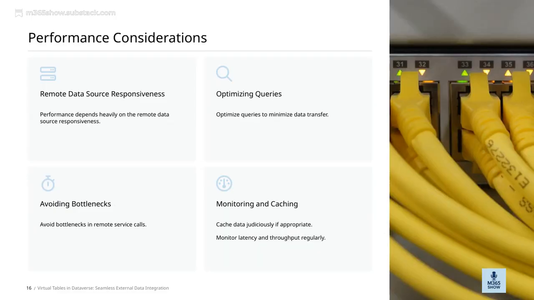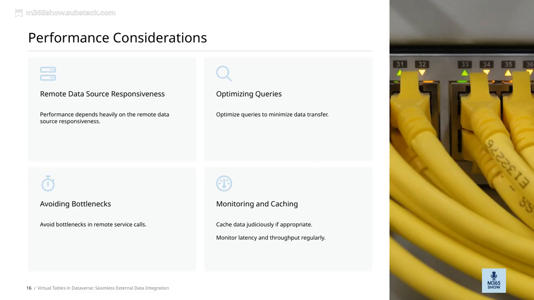When working with virtual tables in Dataverse, performance considerations are really key to ensure smooth operation. One important tip is to cache data judiciously, but only when it makes sense for your scenario. Caching can significantly reduce latency, but overdoing it or caching outdated data can cause issues. So, always evaluate whether caching is appropriate for your use case.